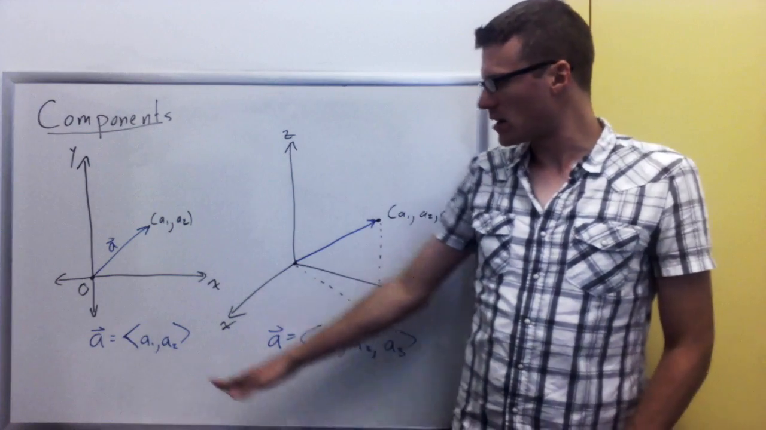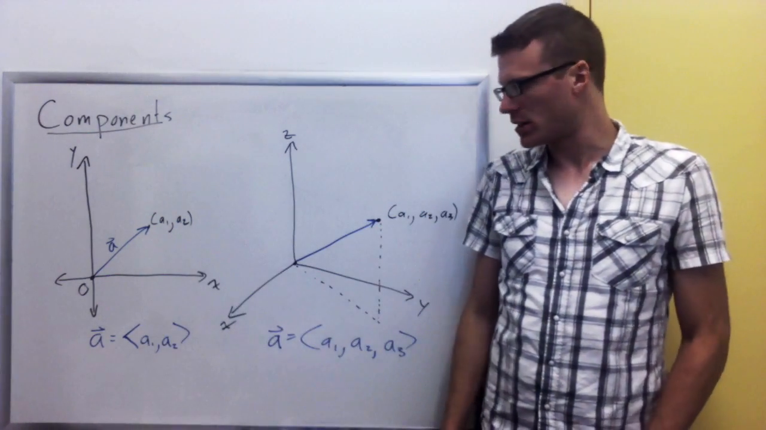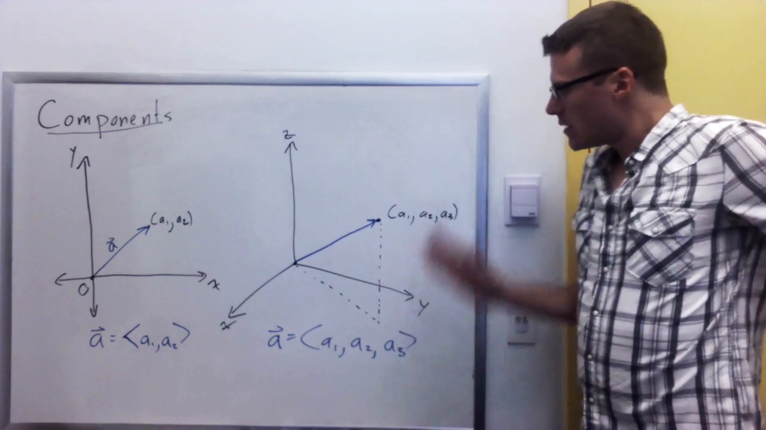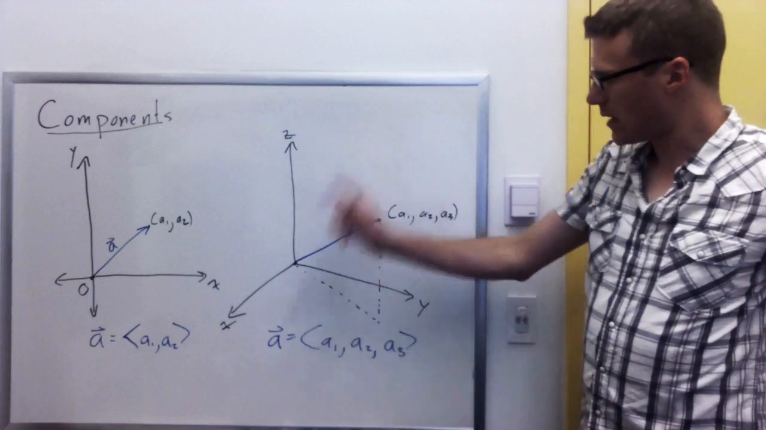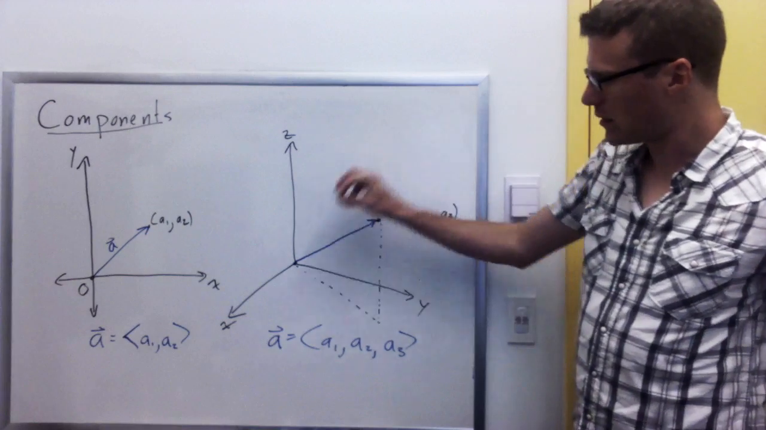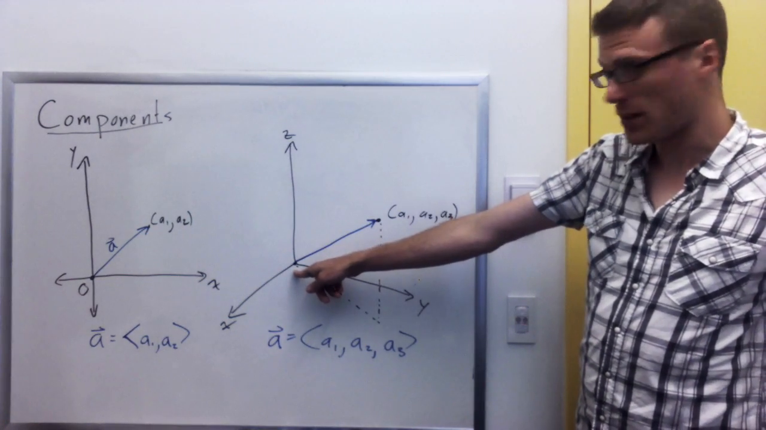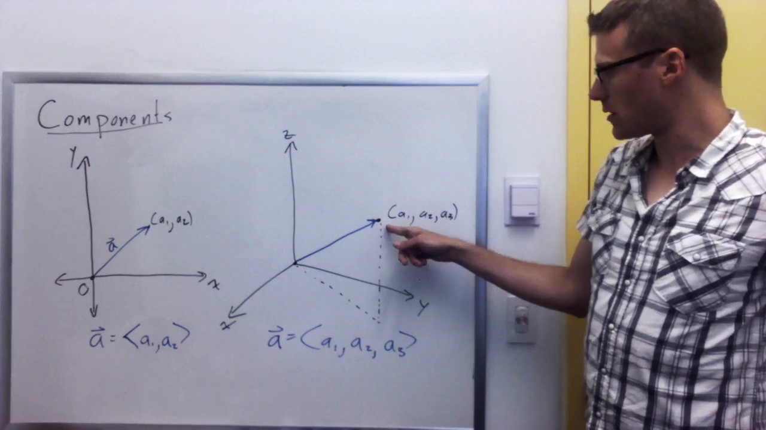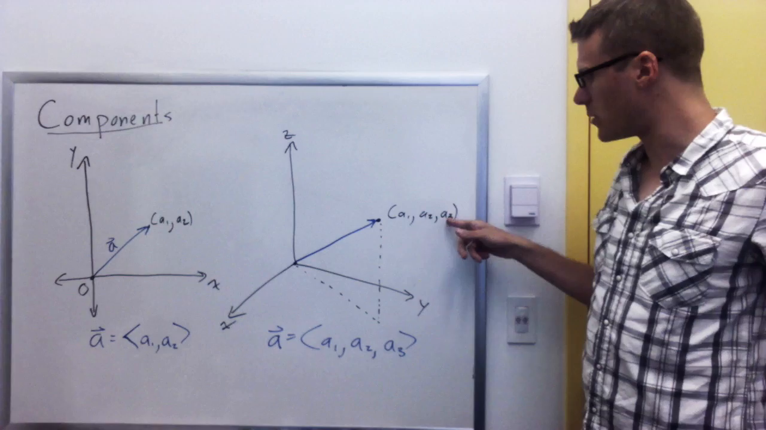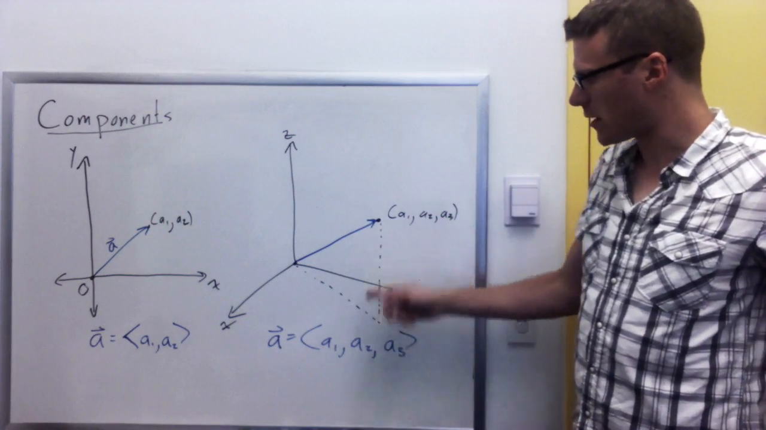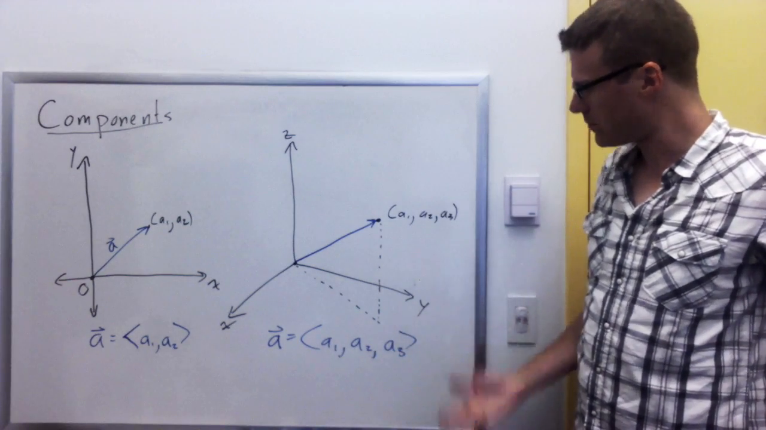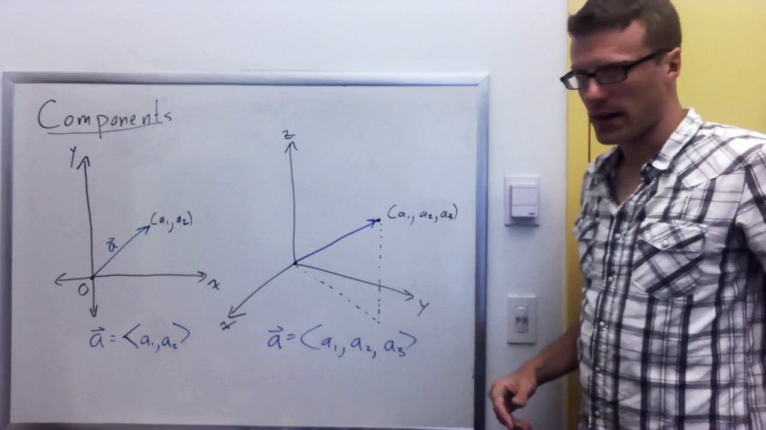To distinguish that I'm thinking about this as a vector and not a point in the plane, I put these brackets about it like that. All right. Similarly, in 3 dimensions, x, y, z, I can take any vector and I can have the initial point be at the origin. The terminal point then has some uniquely determined coordinates, a1, a2, a3. So I can always talk about this vector A as having coordinates, components, a1, a2, a3. And again, I use the brackets.